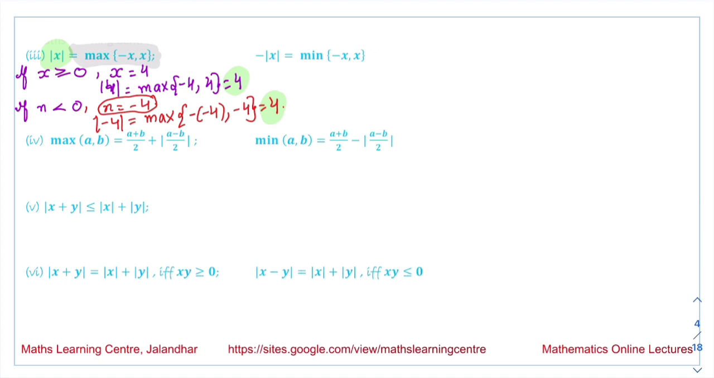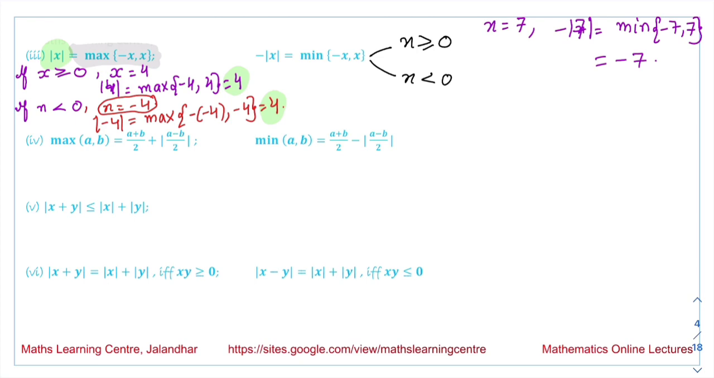Next, when we are talking about this case, minus of mod x is equal to minimum of these two. Again we are considering two cases: x is greater than or equal to 0, and x is less than 0. When x is greater than or equal to 0, suppose x is equal to 7. What is minus mod of 7? That is equal to minimum of minus 7 comma 7. What is the minimum of these two values? It is minus 7, and it is clear that this value is equal to minus 7.